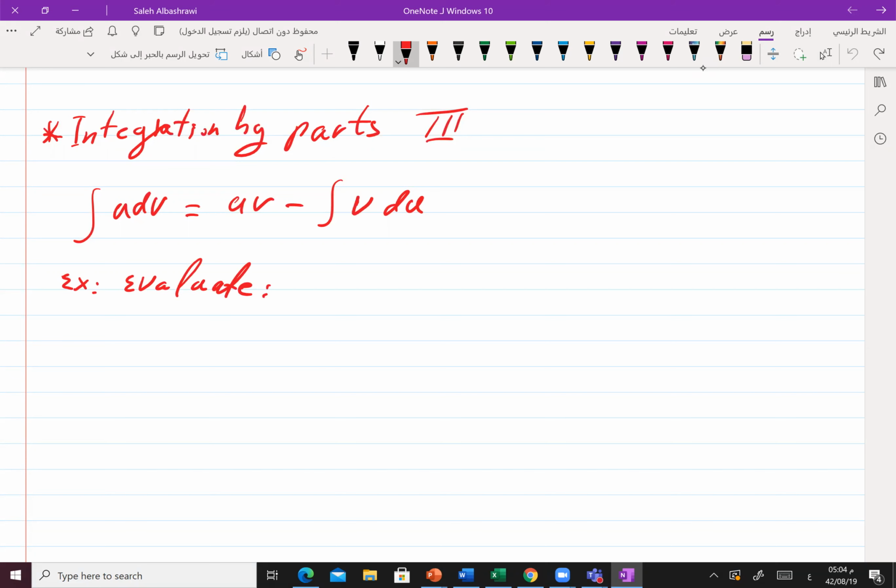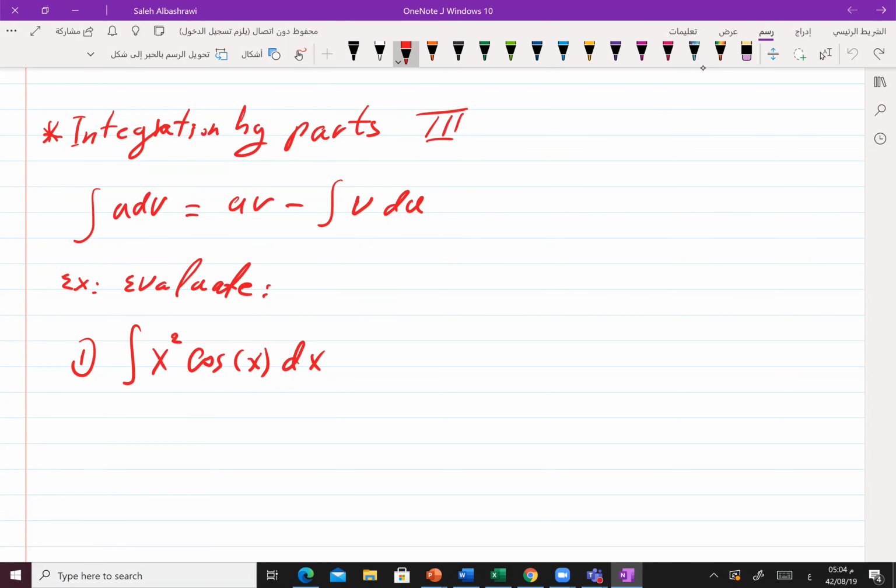Evaluate. Number one, what is the integration of x squared cosine x dx? Integration of x squared cosine x dx.